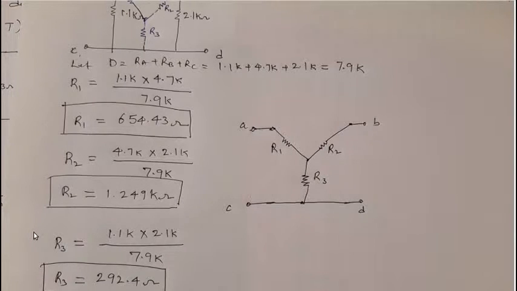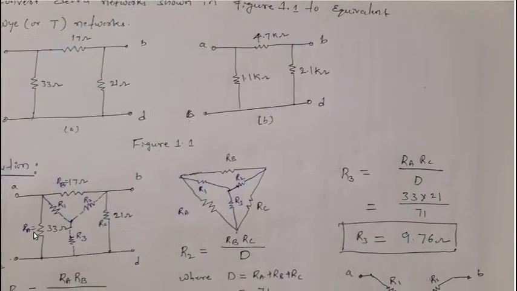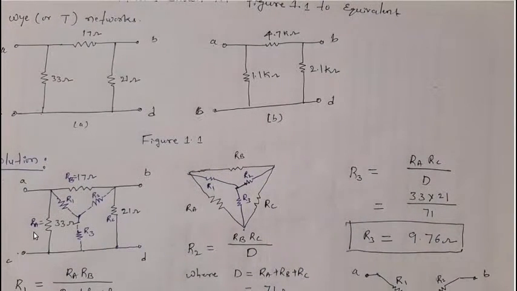So what we have done in this particular numerical is convert a given delta or pi network to a T network. We will take up one more numerical where we will convert a given T network to an equivalent delta network. I'll take this as a second one, second numerical, converting a given network.